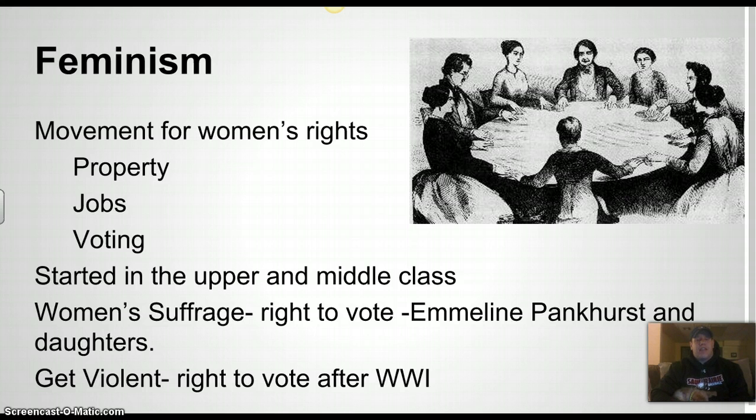In fact, they actually got kind of violent. Women would chain themselves to fences. They'd throw things at police, riot in a way, if you will, just to get the right to vote. And eventually, after World War I in England, women get the right to vote. And we see the same happen here in the United States in 1920. We'll talk more about that in class.